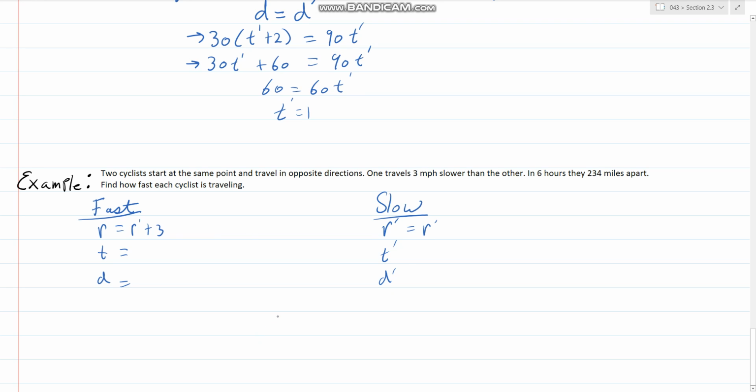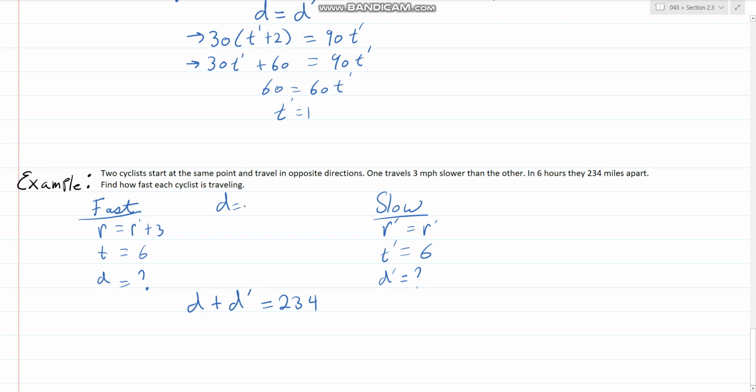Again, you can write it the other way, with r minus 3 if that's the way you like it. They're both traveling for 6 hours, so I know that the time is equivalent. It's both 6. And in this problem, they're 234 miles apart after they've been going in opposite directions. So I don't know how much they've individually traveled, but I can determine it totally. I can say that the distance of the fast person plus the distance of the slow person is 234 miles, and I can solve it that way.